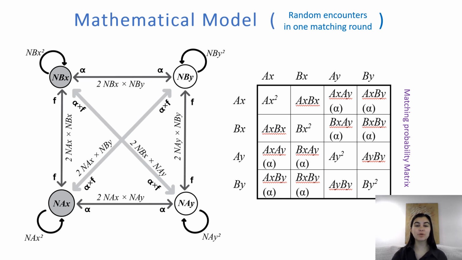Here is the matching probability matrix, which shows the probability that each genotype encounters each other, which is represented by a vector. The matching probability is displayed next to the vectors here. So the probability of encounter for AX and AX is AX squared. For AX and BX is AX BX. All of the cells in this matrix will add up to 1.